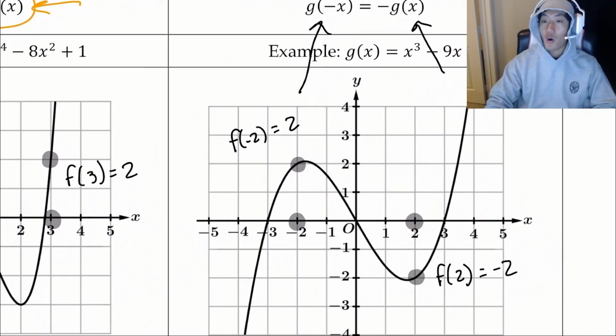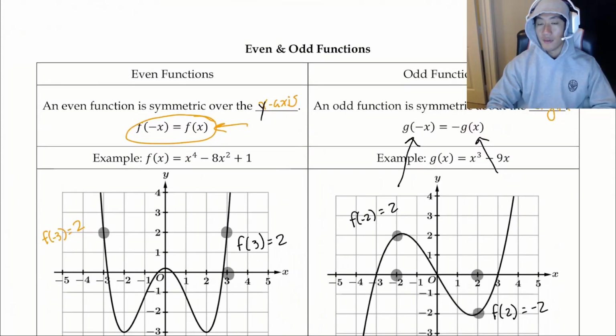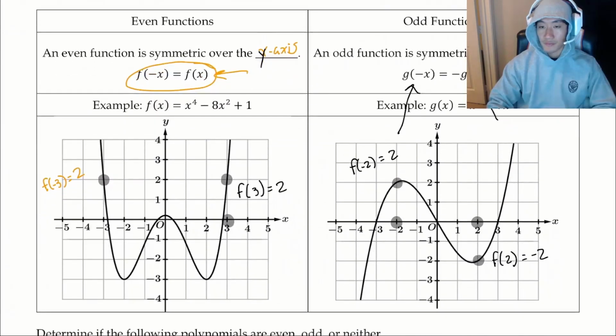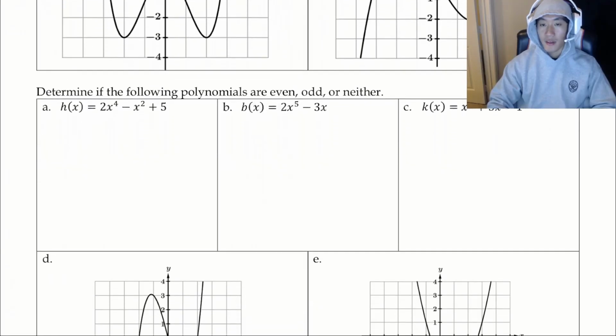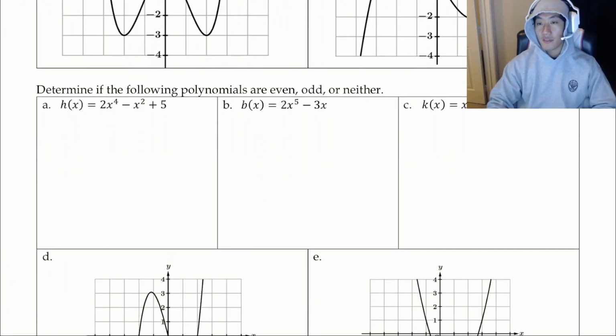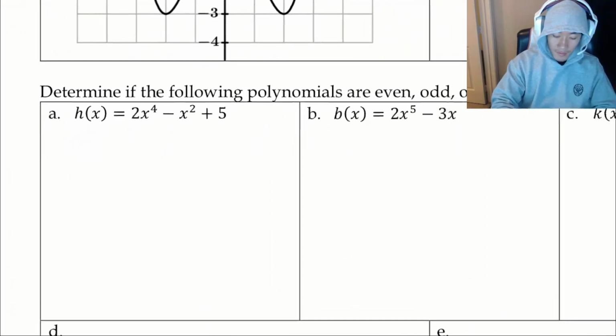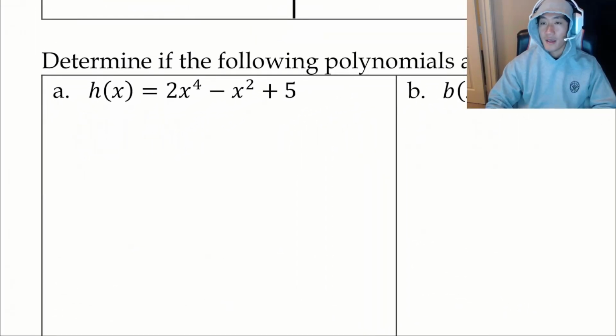And that's true for all points of this graph. If you were to test it for every single point in this graph, the statement will end up being true. That's what makes this an odd function. All right, let's try out a few problems here to determine whether or not these functions are either even, odd, or neither. That's basically just me testing out the rules we had earlier.